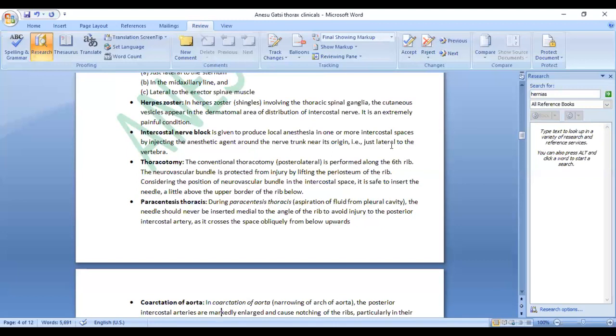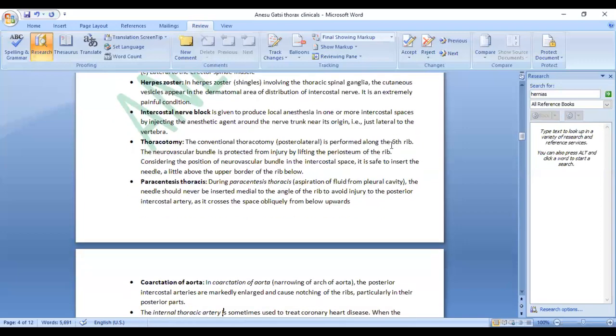Then there's what is known as parasynthesis thoracicus. In parasynthesis thoracicus, that is aspiration of fluid from the pleural cavity. The needle should be inserted medial to the angle of the rib to avoid injury to the posterior intercostal artery, as it actually crosses the space obliquely from below going upwards.